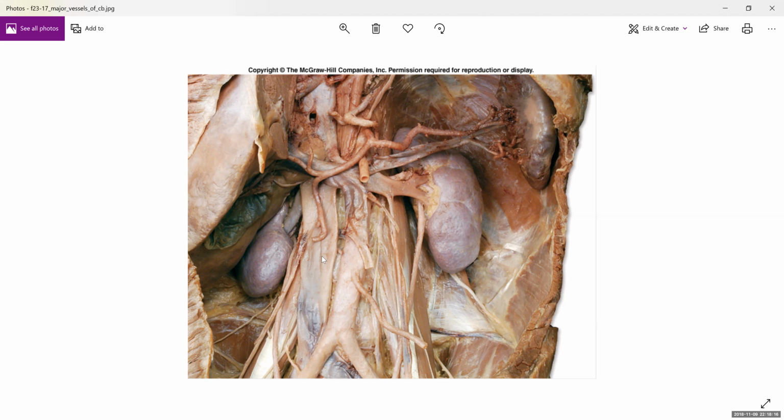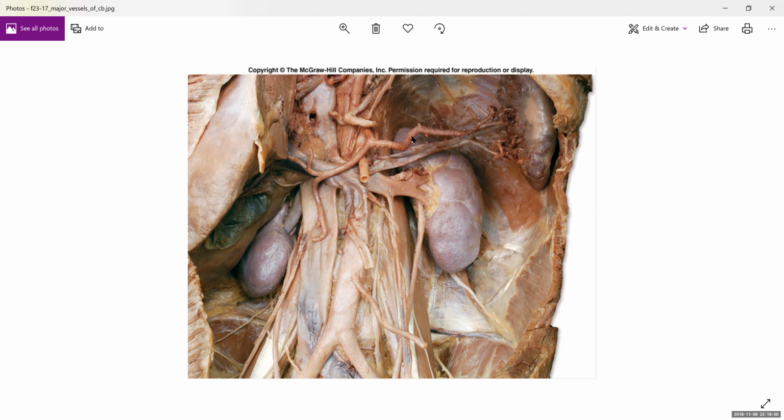Name this vessel. Inferior vena cava. How about this one? Right gonadal vein. Name that vessel. Superior mesenteric artery. And this one? Inferior mesenteric artery. Name that vessel. Left common iliac artery. Name this vessel.